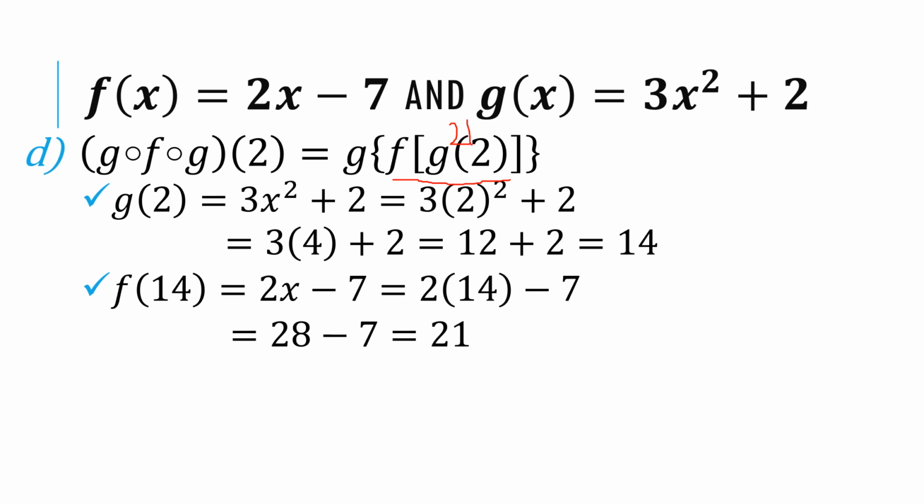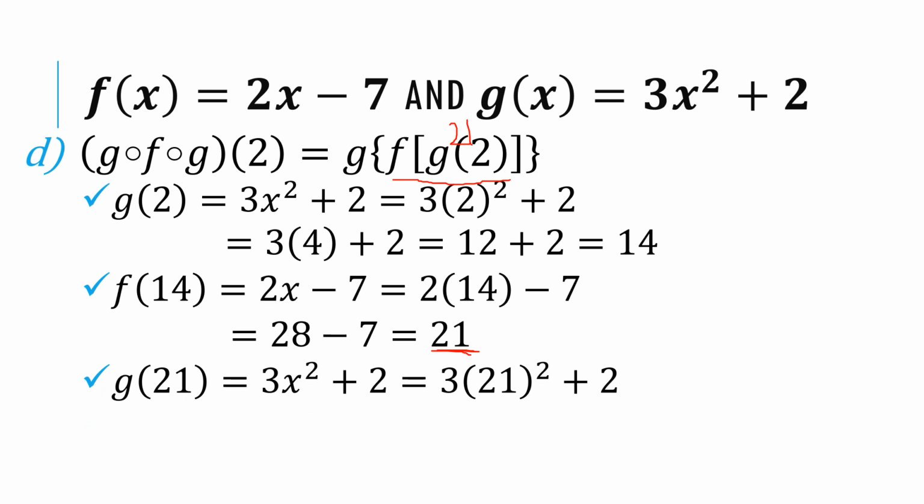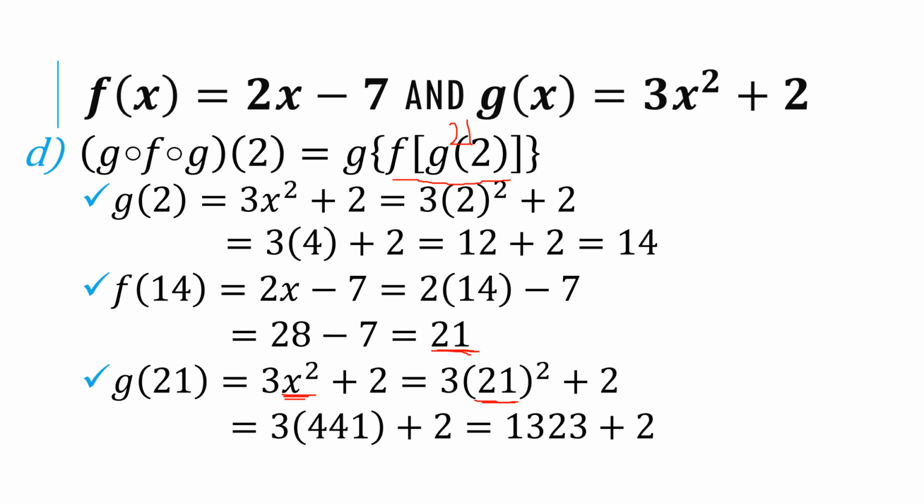Now, for the last step, I will use 21 as x sa g of x. So, we have g of 21. So, instead of writing x, let's substitute 21 here. So, magiging 21 squared. Okay, we have 441 times 3 plus 2, the answer is 1,325. So that is the answer for g circle f circle g of 2.